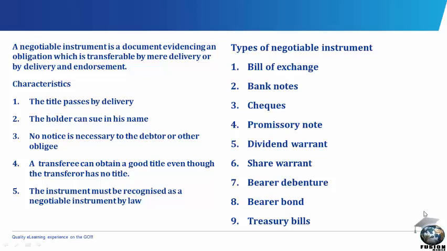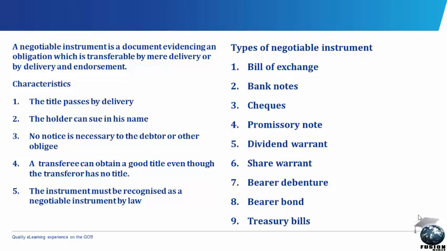There are different types of negotiable instruments, and they include the bill of exchange, bank notes, checks, promissory notes, dividend warrant, share warrant, bearer debenture, bearer bond, treasury bills. Although dock warrant, bill of lading, share certificate, postal or money order are similar in some ways to the negotiable instruments listed, they are by no means negotiable instruments.